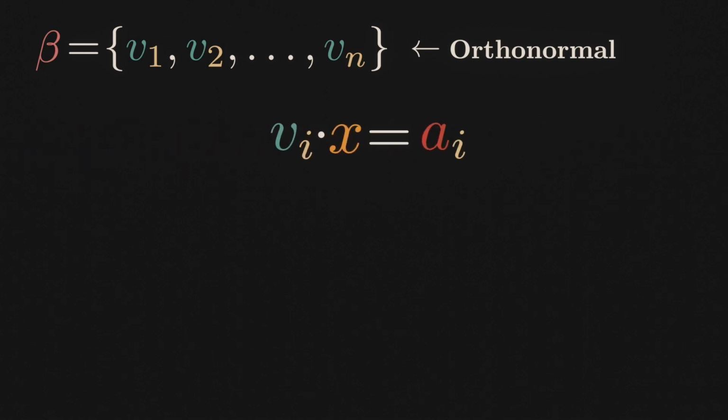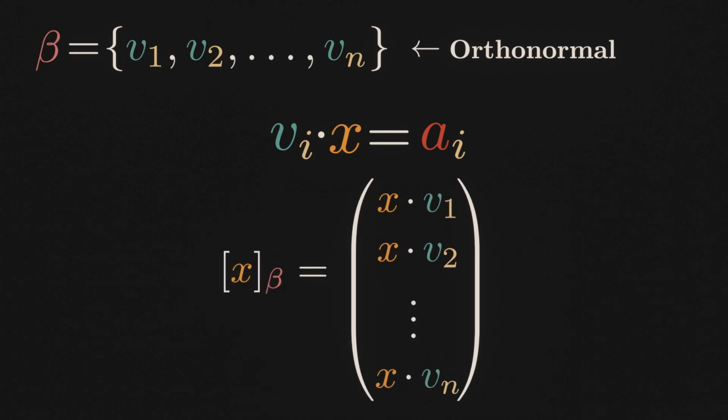This means the ith component of the coordinate vector for x is x dotted with the ith basis vector. So the coordinate vector for x with respect to beta is x dotted with each of the basis vectors in beta. This is much easier than before, but this is of no use if our basis isn't orthonormal. To be able to use this for other bases, we want to find a way to turn any basis into an orthonormal one.